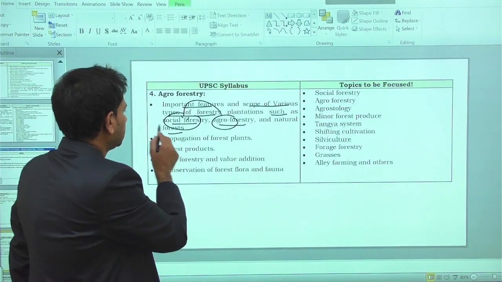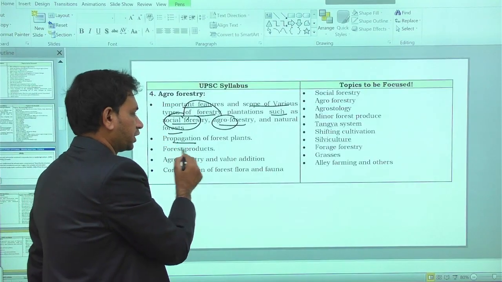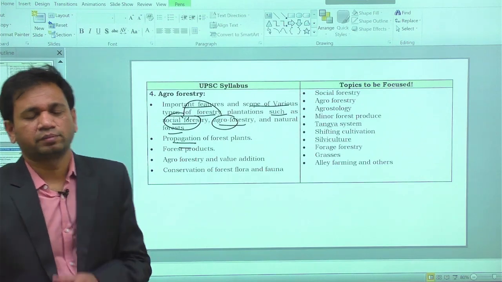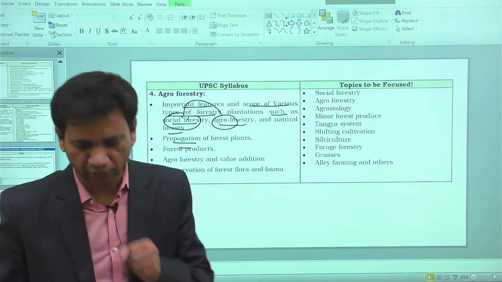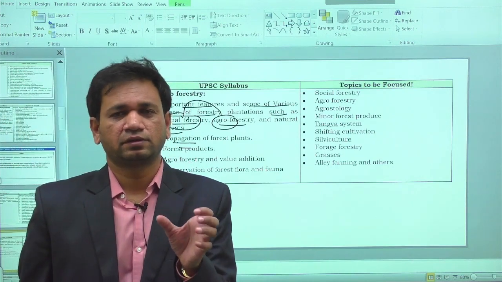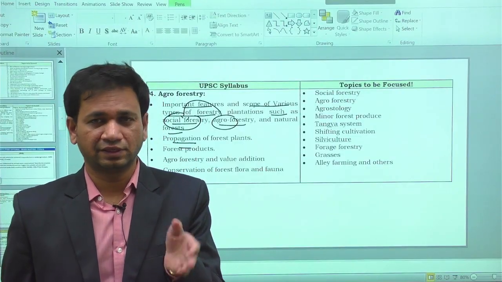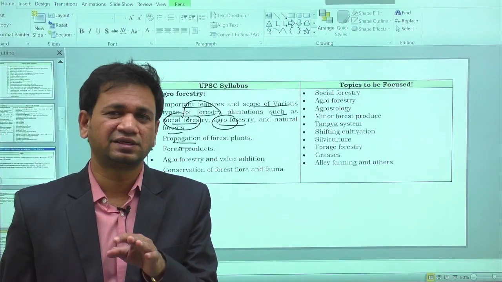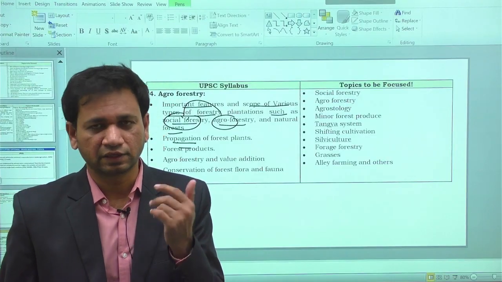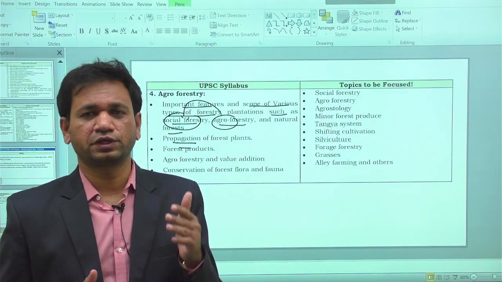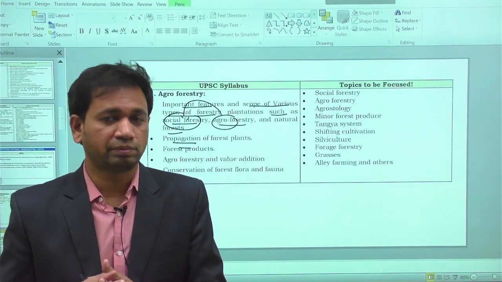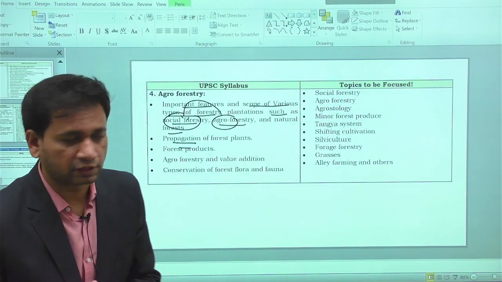Then within forestry again we have propagation. Propagation means two types of propagation are possible: one is the sexual method, another is the asexual method. In the asexual method there are different methods like the grafting technique, cutting technique, budding technique, and layering technique. With the help of these, propagation of clonal plants from the mother stock, from the mother plant, is possible.